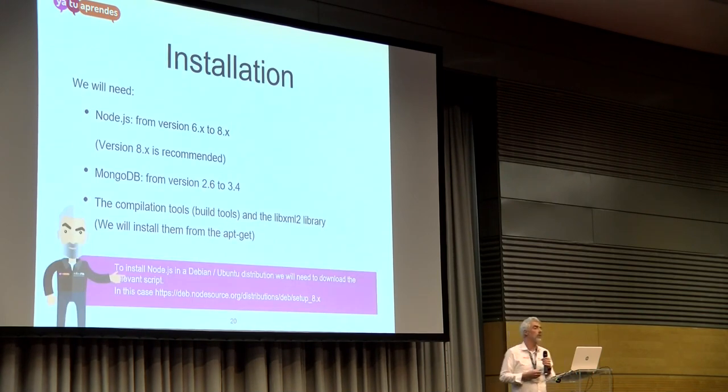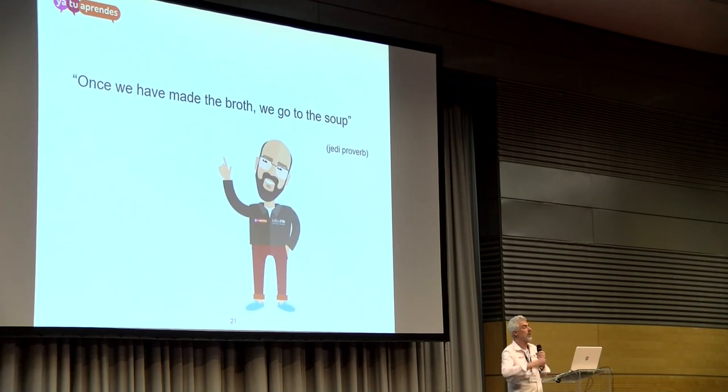To perform the installation, we need to download Node version 6.8 and MongoDB version 2.6 to 3.4. And the compilation tools, we will need the toolchains to build these things, and the XML library. I will base it on a Debian distribution, and it will use apt-get. Then we download and install the previous packages we need.